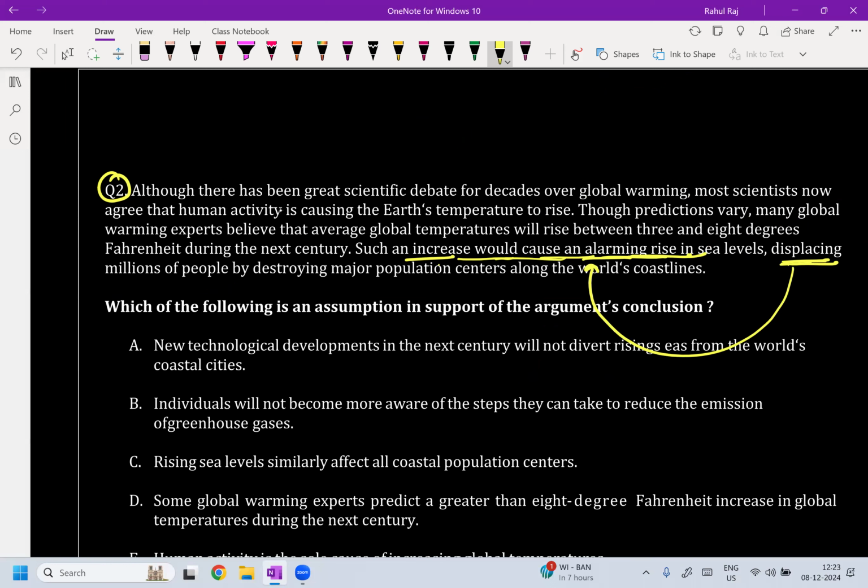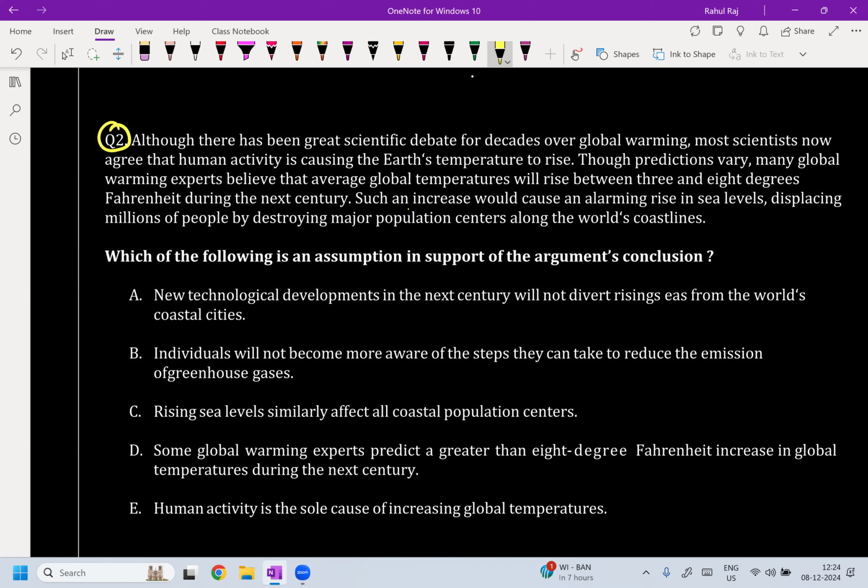Perfect. Now let's come down to this. The entire argument: although there has been a great scientific debate for decades over global warming, it's a fact. Most scientists now agree that human activity is causing earth's temperature to rise. Now, though predictions vary, many global warming experts believe that average global temperature will rise between 3 to 8 degrees Fahrenheit during the next century.